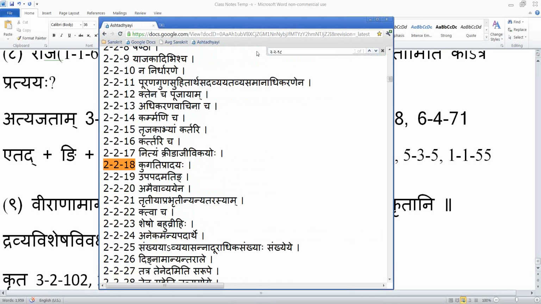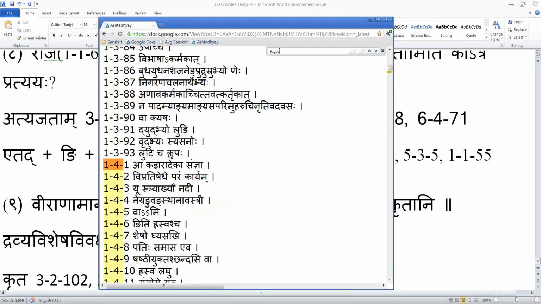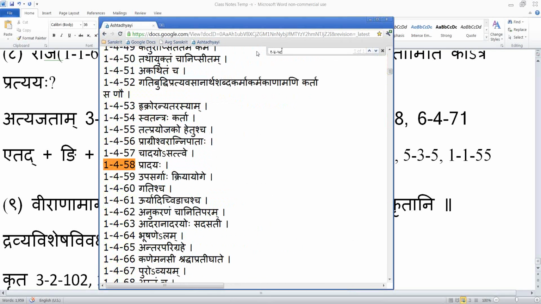So one more time: this gati samjna is not only the pradayah kriya yoga. Gati samjna is a bigger bracket. Upasarga is only pradayah kriya yoga. Upasarga samjna is reserved for the pradis only, with kriya yoga. They also get the gati samjna, but gati samjna also includes many other items.